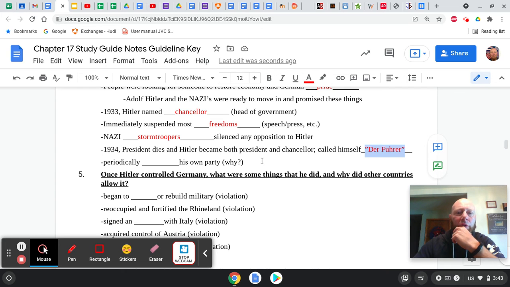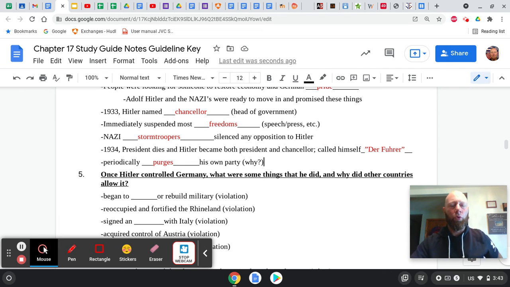All right. As with all these dictators, he periodically purged his own party. Purge means to clean. Essentially, they used high up people in the Nazi party as scapegoats, accused them of disloyalty, had them publicly executed, and this spread fear throughout the population.